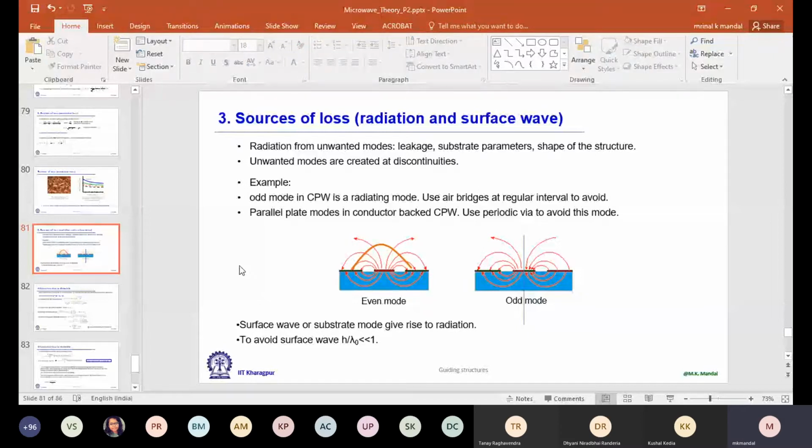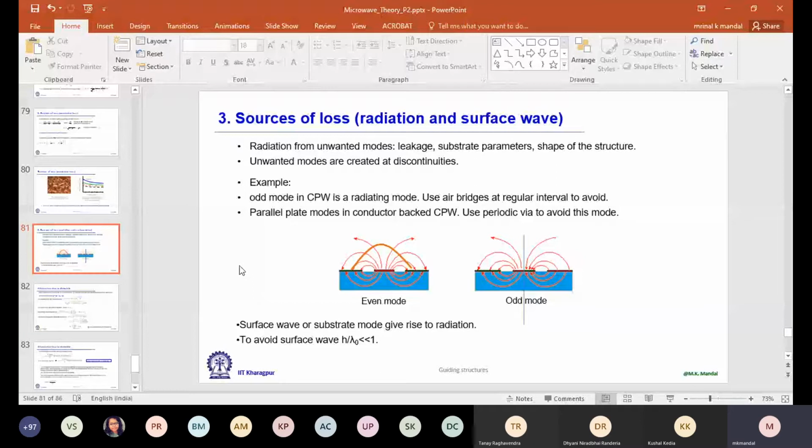Now, how is the odd mode excited? Let's say I'm launching the wave in even mode. The odd mode is completely different; usually it does not excite. But the moment I introduce some discontinuity, from the discontinuity the odd mode can be generated. In a microwave system, there are different components, so we can't avoid discontinuity. So this is a standard practice: if you use a CPW line, you use an air bridge, particularly at the discontinuities.